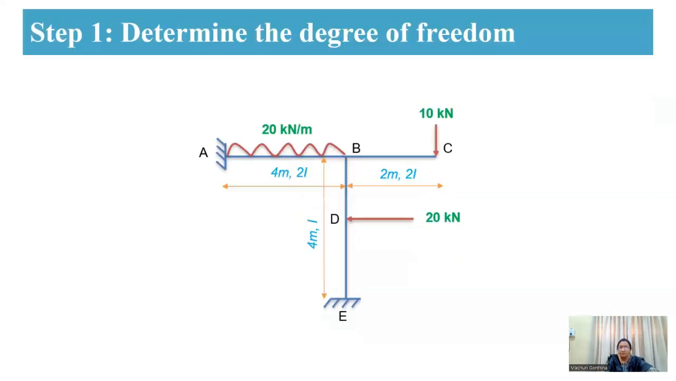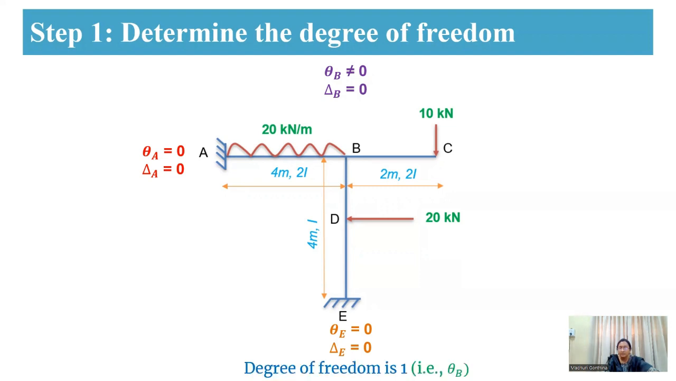So first step, we are going to determine the degree of freedom. As the support A is a fixed support, there is no rotation and no translation. Coming to the B support, there is a rotation, but no translation. Again, at the E support, there is no rotation and no translation. Since A and E are fixed supports, there will be no theta and no delta, whereas at the B support, there will be theta, but not any delta. So now the degree of freedom is 1. Therefore, theta B is your unknown.